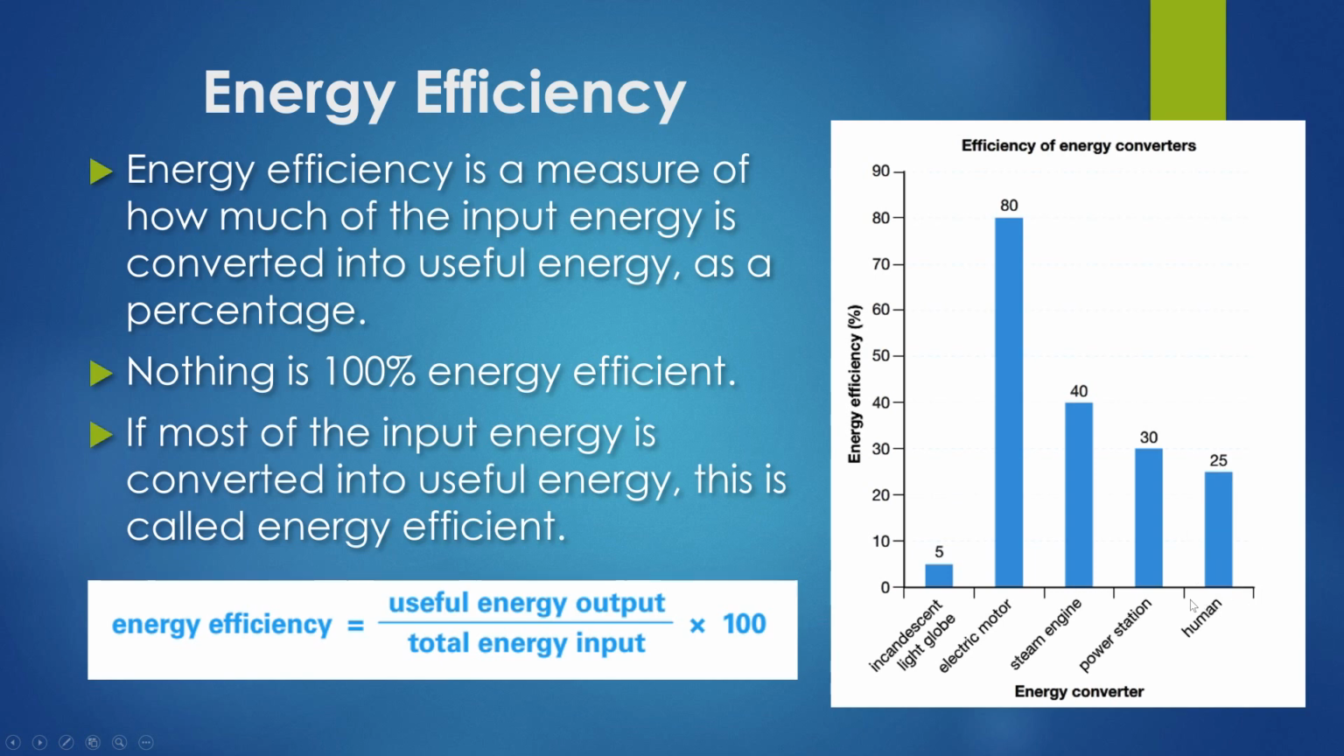So here we can see a human, we're only about 25% efficient. We produce a lot of heat as a waste product of the energy, the chemical potential energy in the food that we use. A power station, so that's a coal-fired power station, is only 30% energy efficient. A steam engine, about 40% energy efficient, runs on, we're burning coal here, and we're also burning coal here, so a steam engine's a little bit more efficient than a coal-fired power station. Electric motor, very efficient, not much heat, not much sound energy from that. And here we go, the incandescent light bulb, 5%.